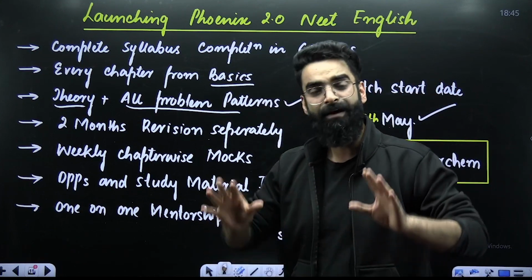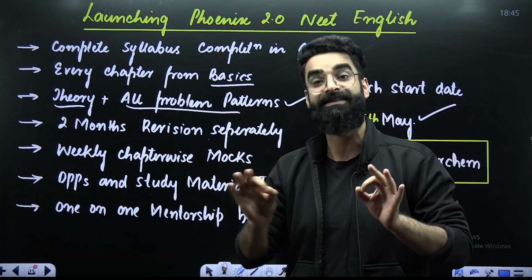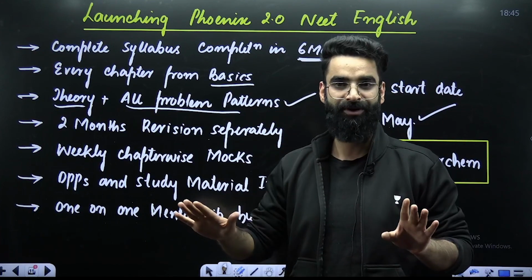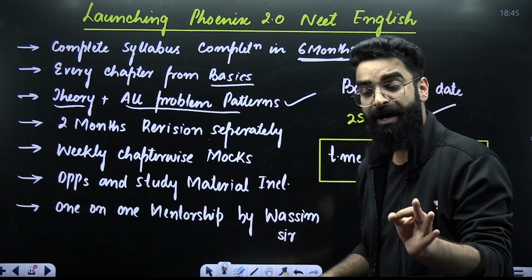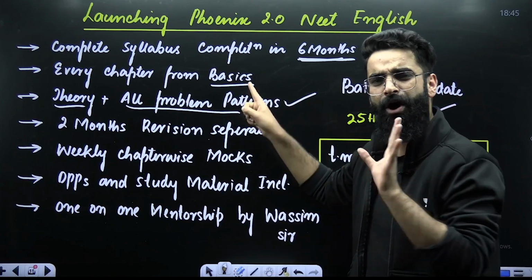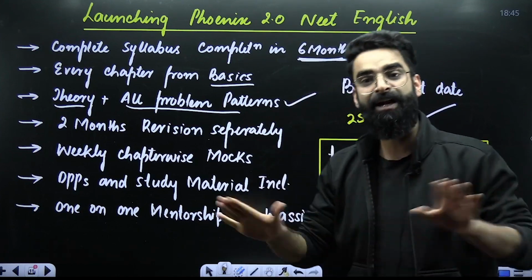I'm telling you one thing, whatever theory, whatever problem patterns are there in the chapter, everything will be discussed in the class itself, right? You need not to worry about that as well. In 6 months, your whole syllabus completion is done. After that, every chapter is started from the basics. All the theory, all the problem patterns which are included in a chapter, everything will be done and dusted with us.